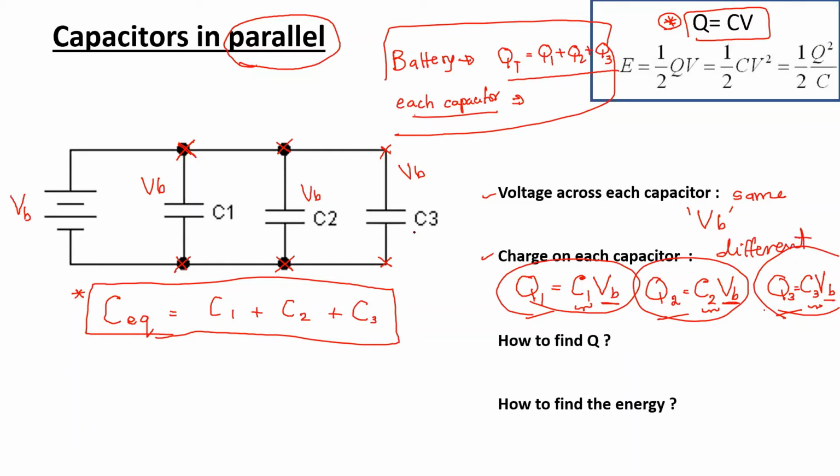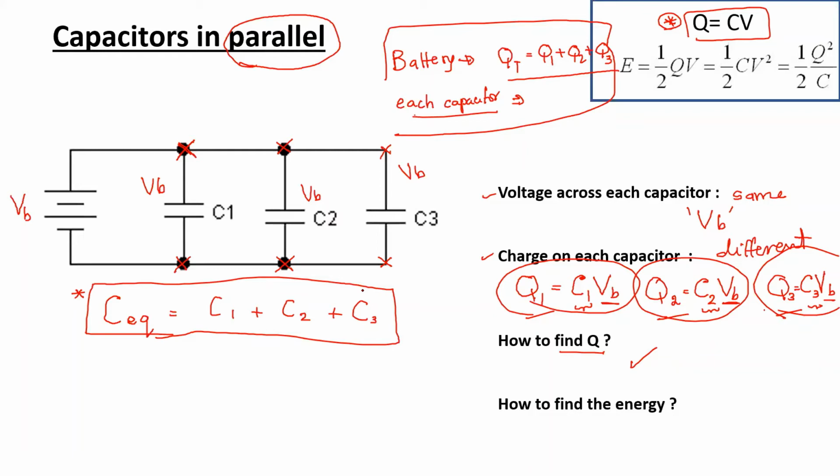Okay, so how to find Q we know. We know how to find Q of individual capacitors and also Q of the battery. So we are good with this. So my last problem: how to find the energy stored in this.